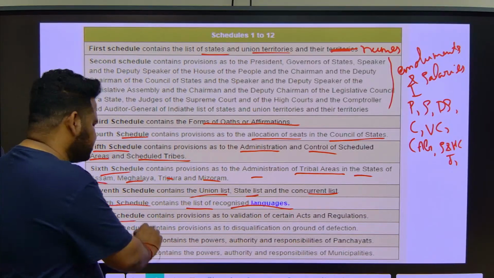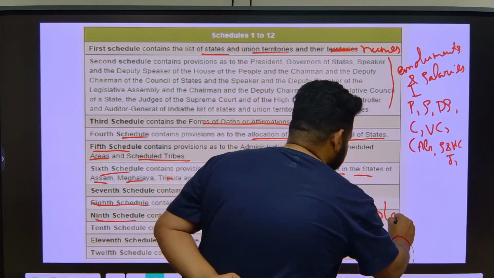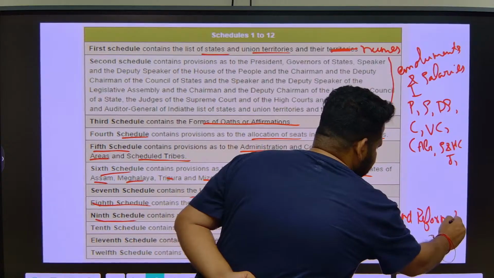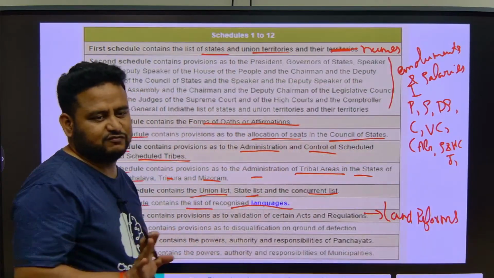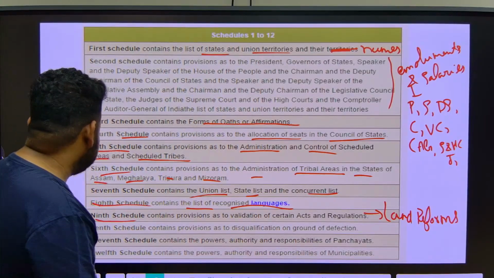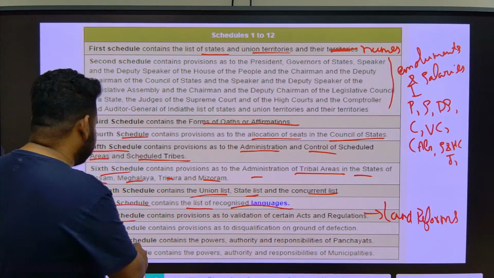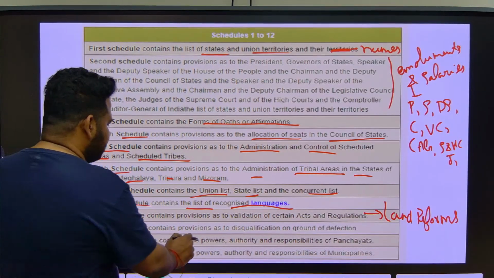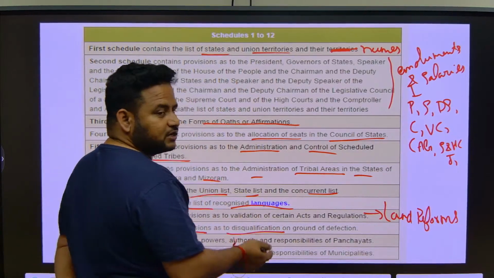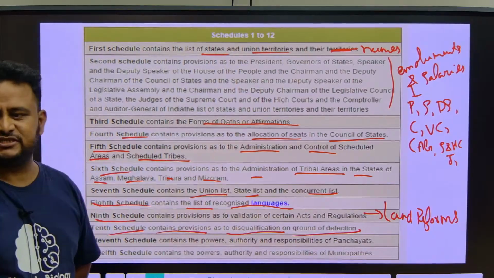9th schedule talks about certain acts and regulations, particularly land and land reforms, I can say. Remember like this. So 9th schedule is land reforms. Please keep it in mind. Next is 10th schedule. 10th schedule is talking about defection, containing provisions on what grounds disqualification takes place, on the grounds of defection. So first of all, you should know what is defection.